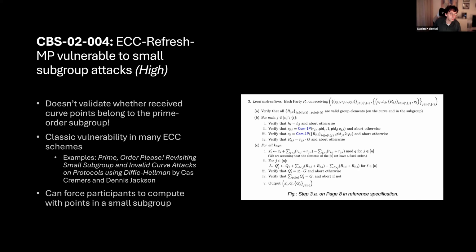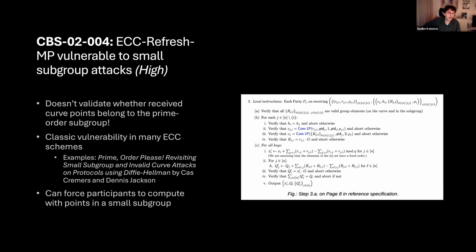The more awesome finding is the second one, and really it's the main finding of the audit, which is that the same function doesn't validate whether received curve points for public keys belong to the same desired prime order subgroup that's being established by it for all elliptic curve operations. And so this is a very classic vulnerability in many, not just elliptic curve schemes, but in general Diffie-Hellman schemes. And so there's this amazing paper, or in fact, no, I think small subgroup attacks might be specific to elliptic curve schemes. I'm not sure.